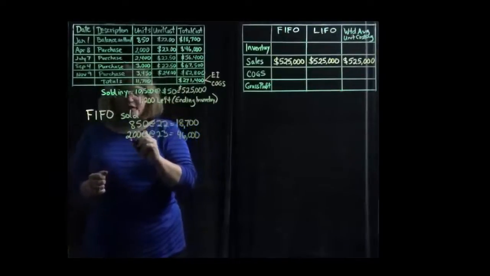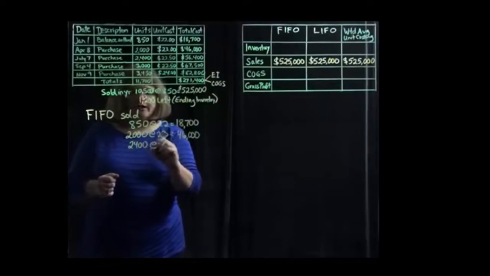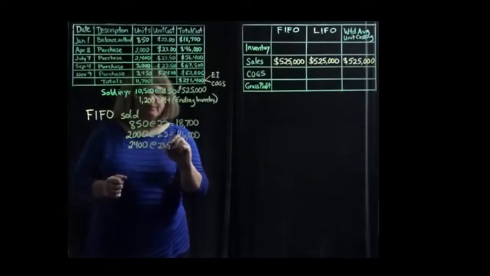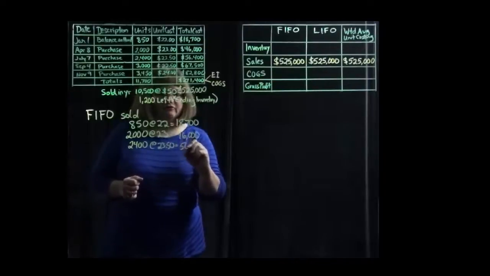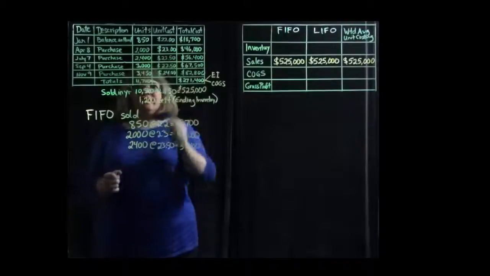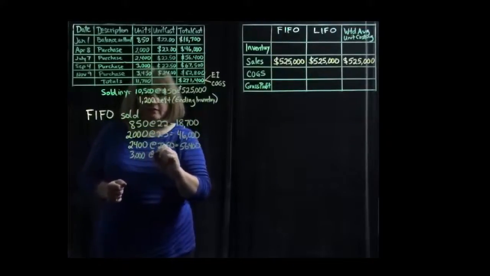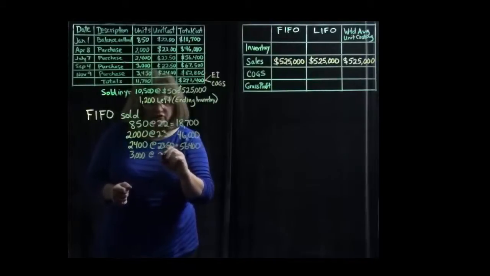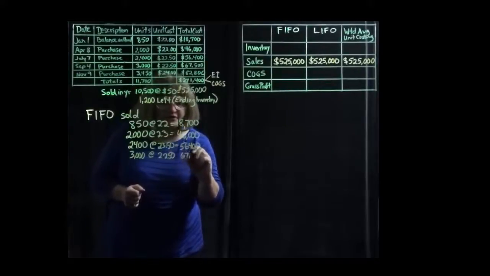And then we would assume the next ones we sold were the 2,400 that we paid $23.50 for, a total cost to us of $56,400. And then we would assume that we sold the next 3,000 that cost us $22.50 for a total of $67,500.